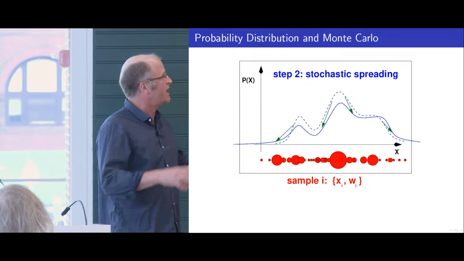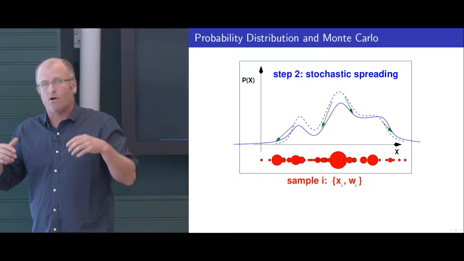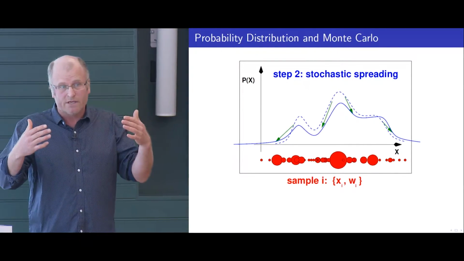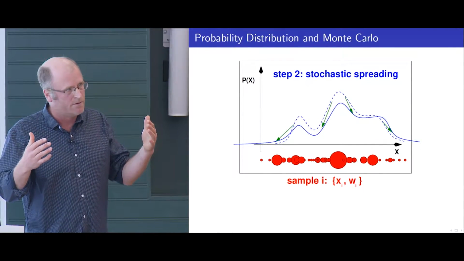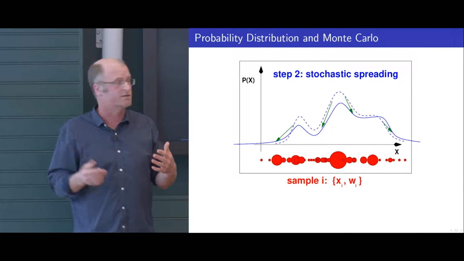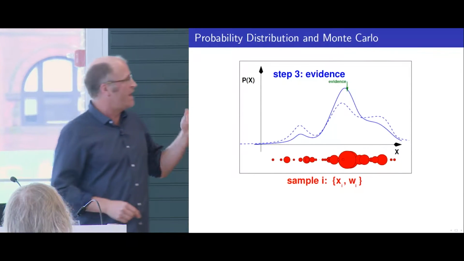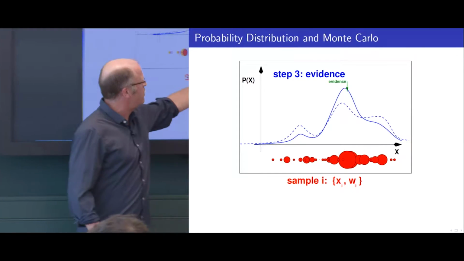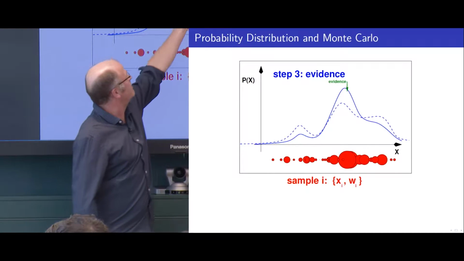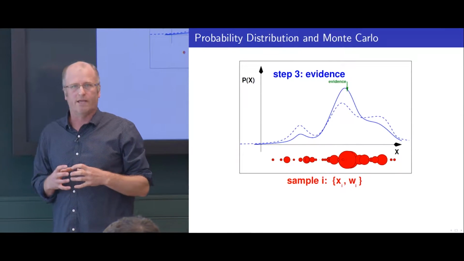Then we stochastically spread things out. This represents the fact that our uncertainty about the way the world is grows over time. OK, so as time progresses, we become more and more uncertain about the way things are. We spread everything out a little bit. And then some evidence arrives which re-weights the samples. So the evidence comes in at this point, and this sample gets a lot more weight.